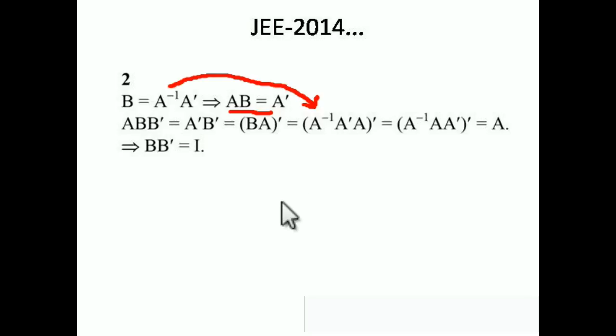The commutative rule is applied here. The order rule can be applied here: A transpose into A is equal to A into A transpose. So A dash into A can be written as A into A dash. Why do I do that? Because I have A inverse here.